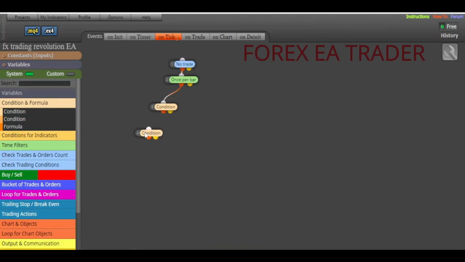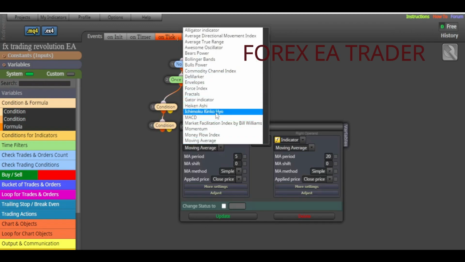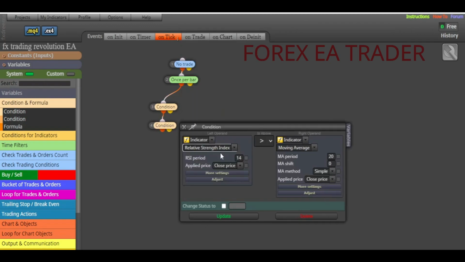So we are going to take this condition. How many blocks do we have now? 4. We need to keep below 10. Then double click and go in there, and we're going to search for our relative strength indicator, and we're going to make it 7.